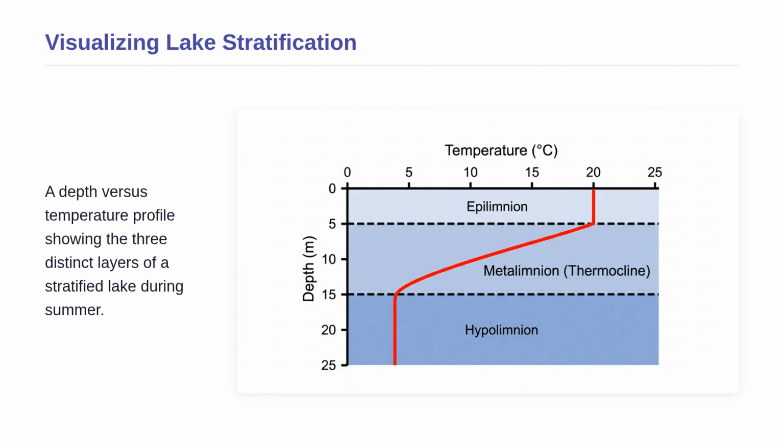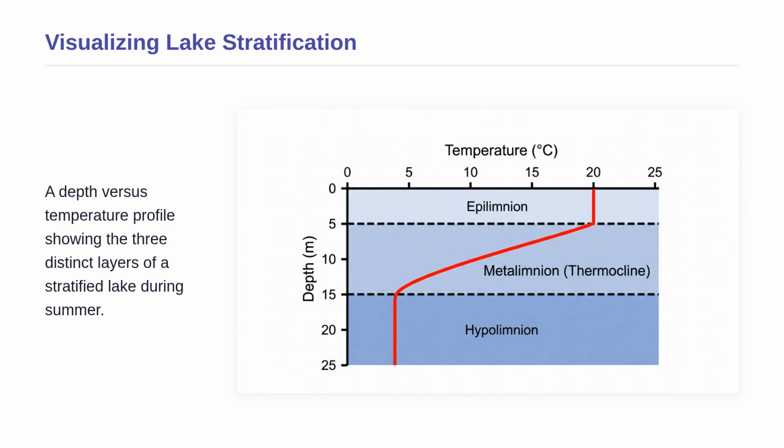Now that we have calculated the thermocline, let us visualize what this actually looks like. Here we have a depth versus temperature graph. Notice the vertical axis represents depth, going deeper as you move down, while the horizontal axis shows temperature. The red line is our temperature profile. In the top blue section, the epilimnion, the temperature stays consistently warm.